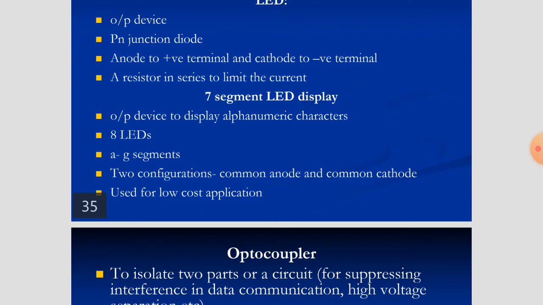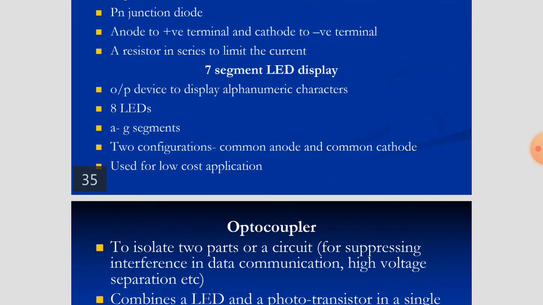The second device is the 7-segment LED display. Here it is a light emitting diode, but it is a display. It is also an output device. Here you can display alphanumeric characters. For example, in bikes you have speedometers. Nowadays you can see digital speedometers that display the speed in terms of numbers. Those numbers are nothing but alphanumeric characters. You can get the speed in terms of numbers.